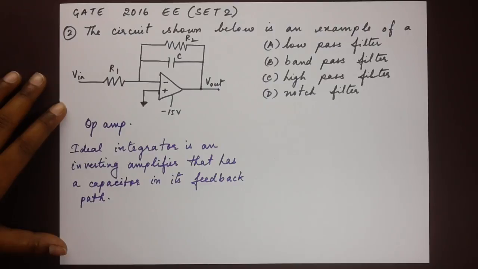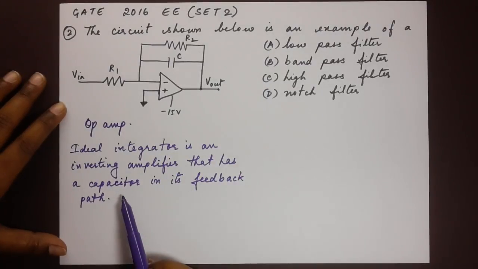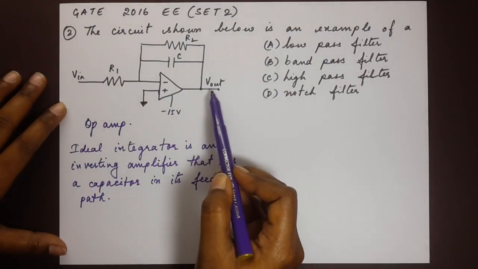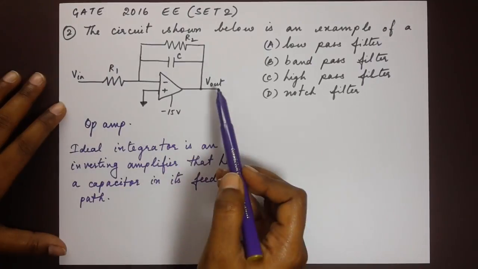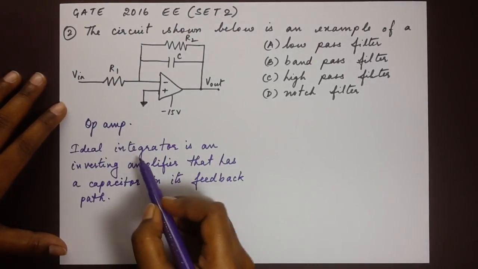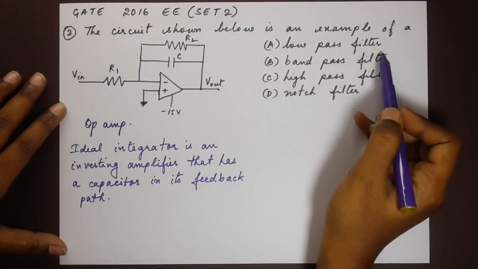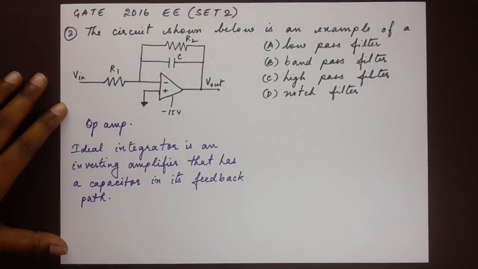Alright, so it is these clues that enable you to find out which type of filter it would be. An ideal integrator is the one that has a capacitor in its feedback path. The next step is to see what the ratio of the output to the input is. If the output to the input indicates that it is indeed an integrator, then that will tell you that it would be a low pass filter. So let's just check that out now.